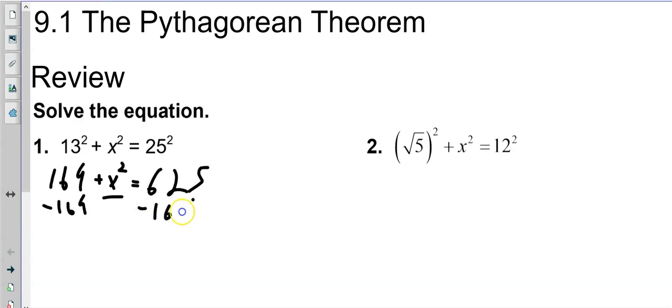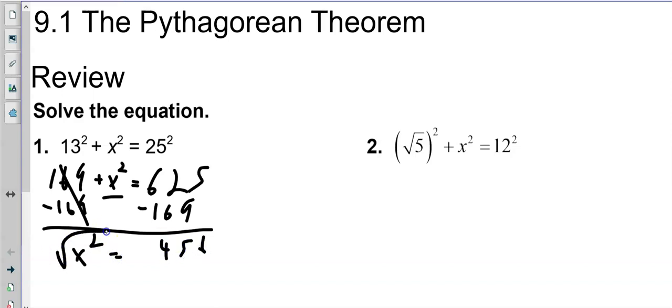Now, to solve for x, we need to get it by itself, so we're going to subtract 169 from both sides, which gives us x squared equals 456. And now we need to square root both sides.